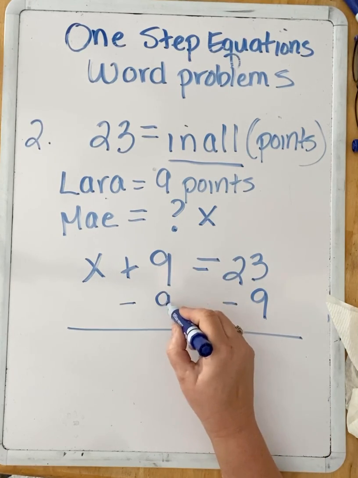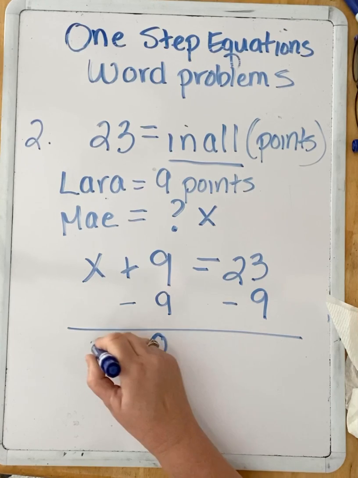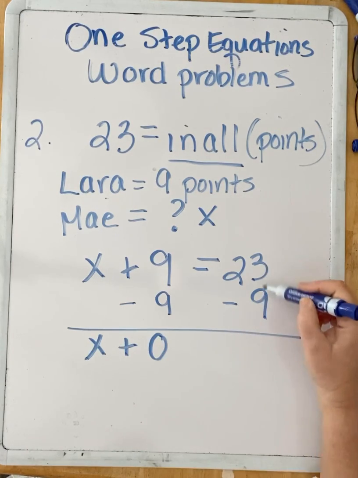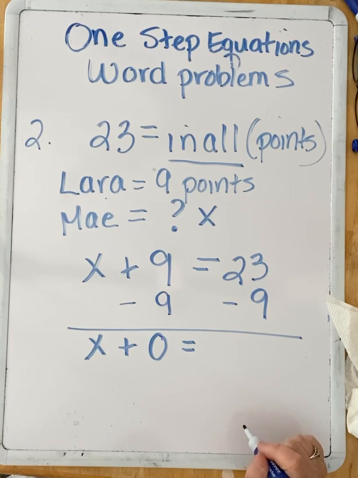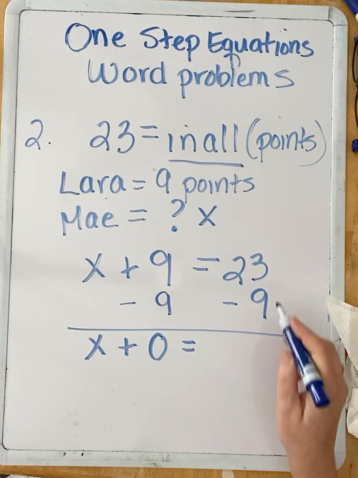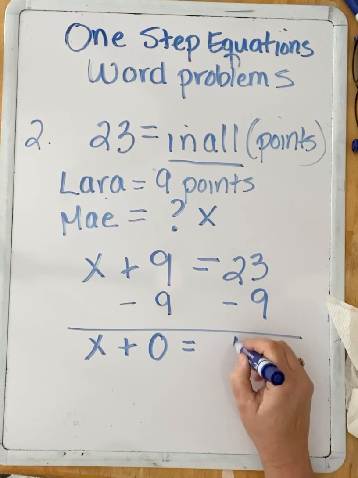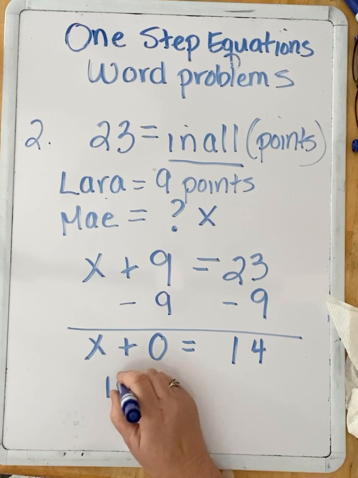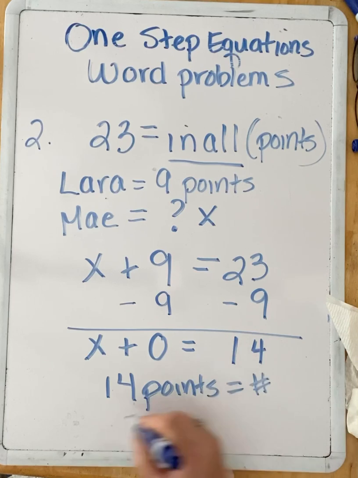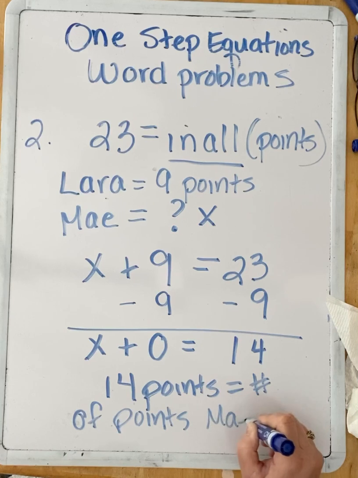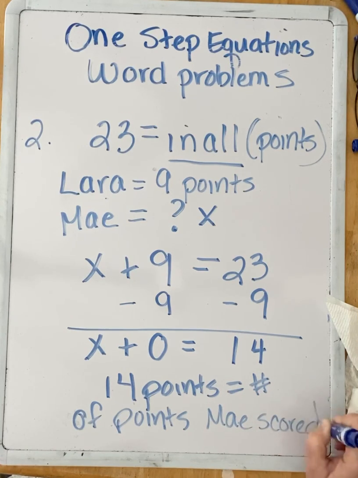9, positive 9 minus 9 takes me to my identity property of addition, 0. And then 23 minus 9 is going to give me the number of points that May scored. So 23 minus 9, 13 minus 9 is 4. That gives me 14. Okay, so 14 points equals the number of points May scored. Okay, and as I said, it's important to identify what it is you're talking about.